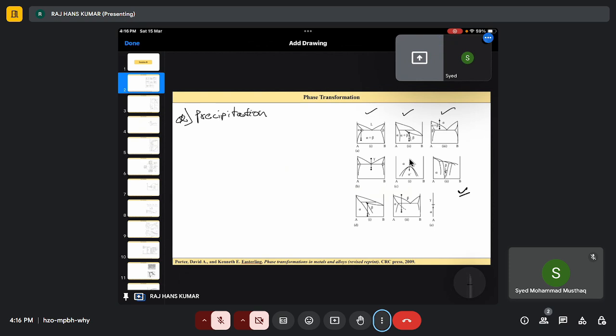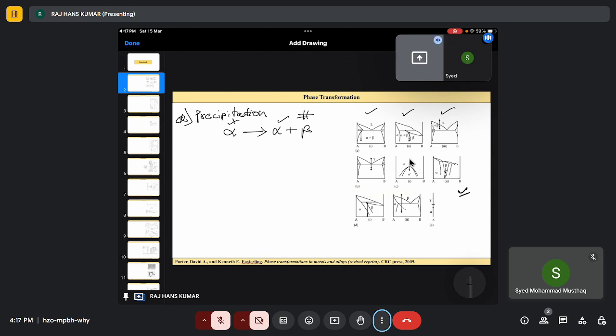So the A represents precipitation. It's nothing but, suppose I have a solid and with decrease in temperature, the solubility limit of B atoms will saturate, and then they will try to come out from the alpha phase. And what happens after that? So this alpha will transform into alpha plus beta. So this phase will remain the same even after the reaction, but some part of it will transform into a different phase with a different crystal structure and a different composition, right? So that is about the precipitation reaction.